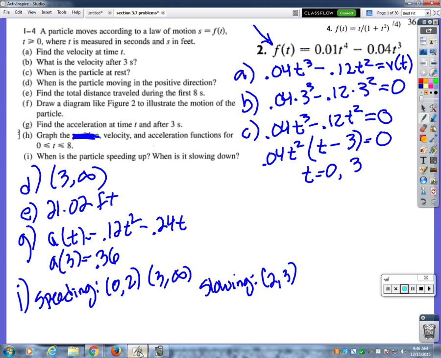So as long as the velocity and the acceleration have the same sign, they're speeding up. The opposite sign, slowing down.